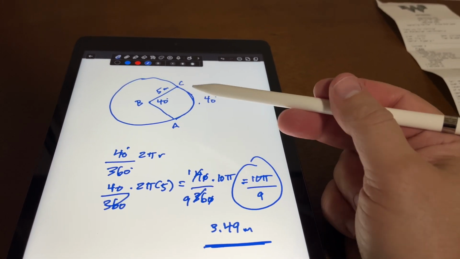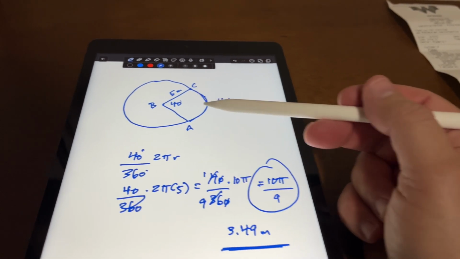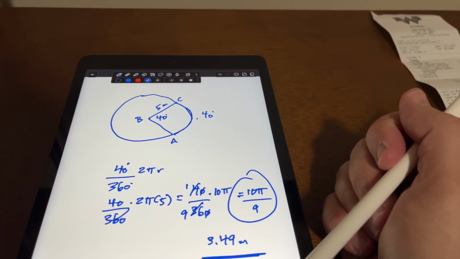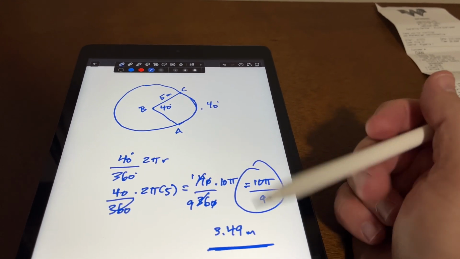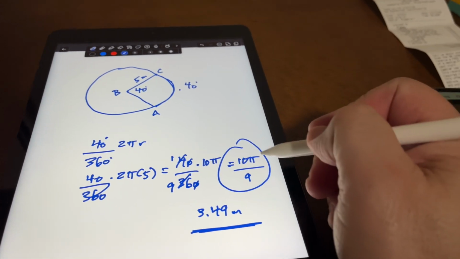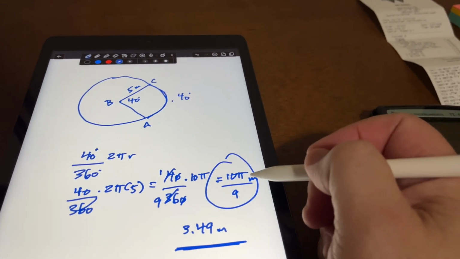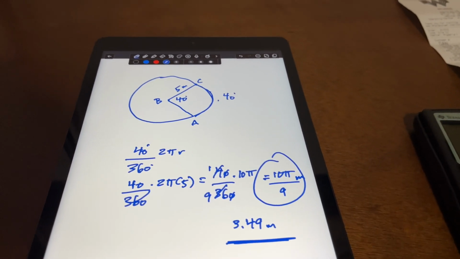So like I say, it's not drawn to scale over here, so I have to go by the measurements that I've written. So there you go. So this is 10 pi over 9 meters or 3.49 meters.